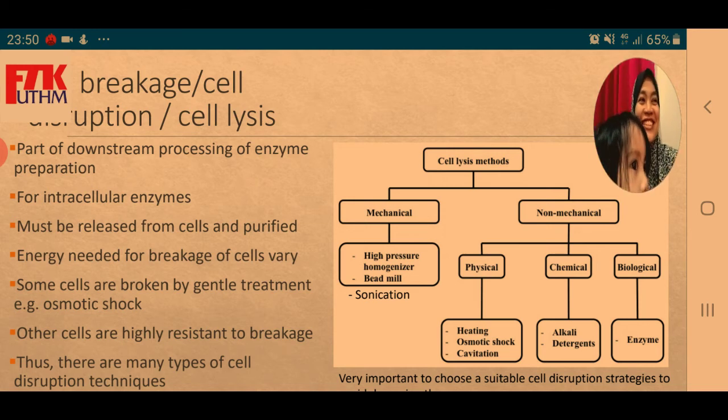Sorry, my daughter wants to come. Afia, Mummy wants to work. Afia, sit over there. Alright, sorry for the disruption.